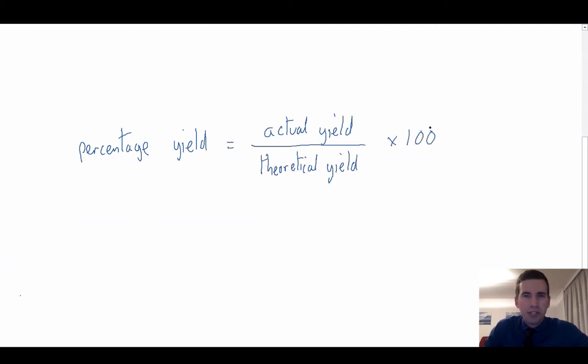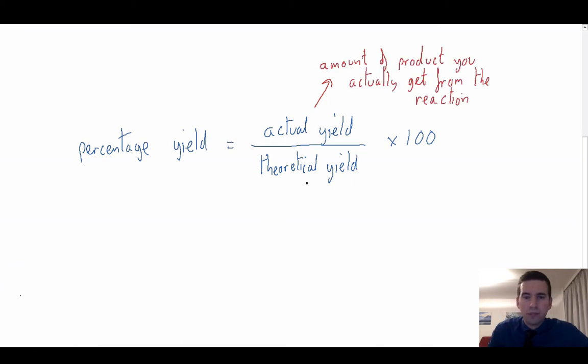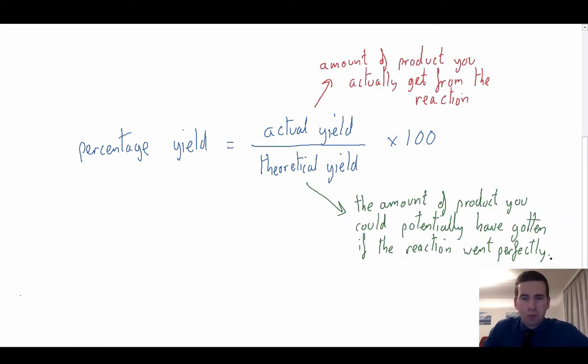Okay, so percentage yield is equal to actual yield divided by theoretical yield. Now, what do these actually mean? So the yield is basically the amount of product that you want. Okay, you might have more than one product, you might only want one of them. This is focused on the product you actually want from the reaction. So the actual yield is the amount of product you actually get. And the theoretical yield is the amount of product you could potentially have gotten if the reaction had gone perfectly, had gone to perfect completion.